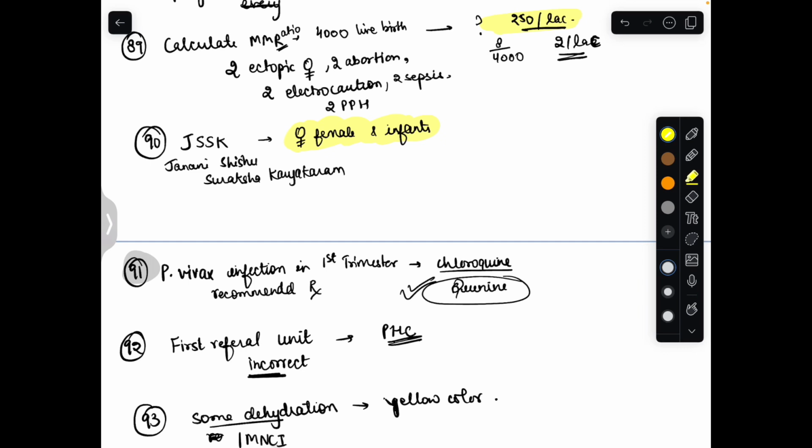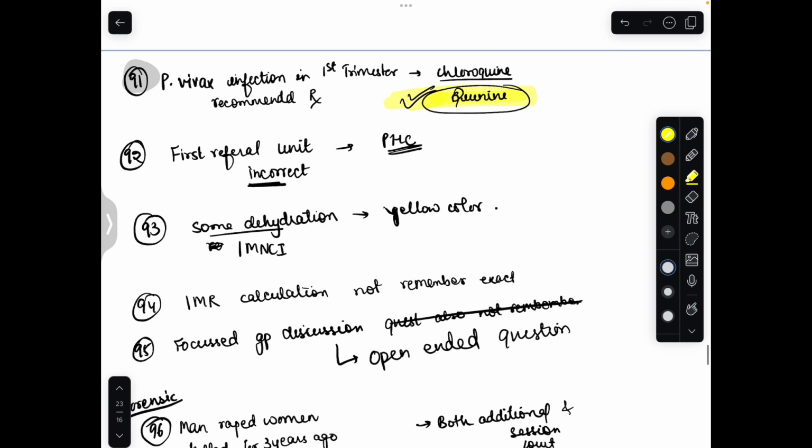Now for the Janani Shishu Suraksha Karyakram, JSSK, we have to check pregnant females and infants. For Plasmodium vivax infection in the first trimester, chloroquine or quinine is the recommended treatment. For first and second trimester infection, the recommended treatment is quinine. Some teachers said chloroquine, but quinine is the correct answer for this.